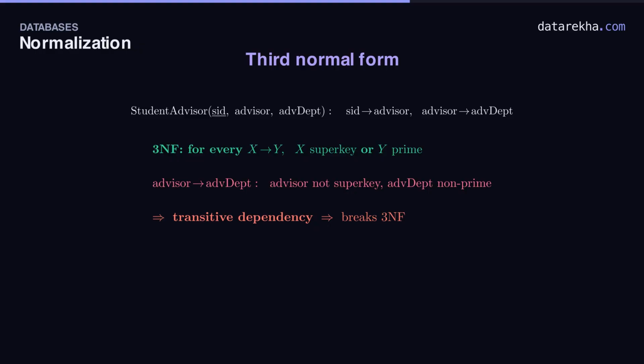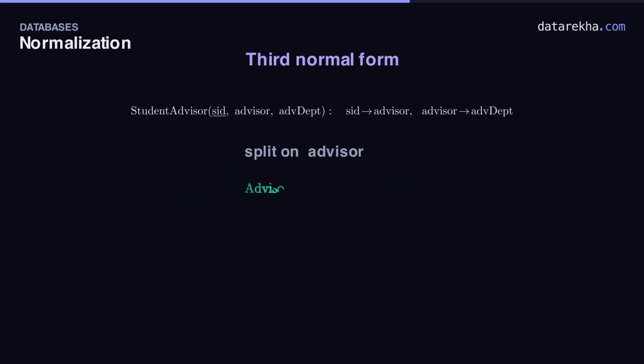The formal test. For every dependency X determines Y, either X is a superkey or Y is prime. Here, advisor isn't a superkey and department is non-prime. Both escape hatches fail. Same medicine as before. Split off the transitive part. The advisor and their department become an advisor table, keyed by advisor. What's left links a student to just their advisor.